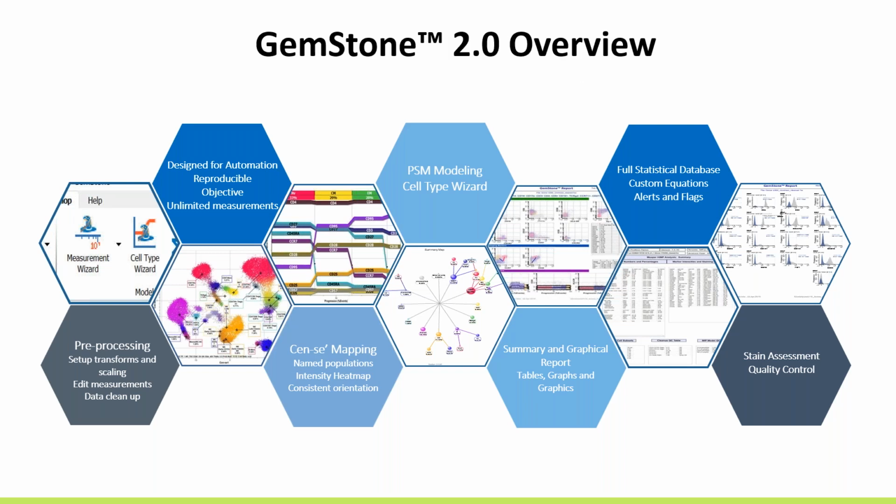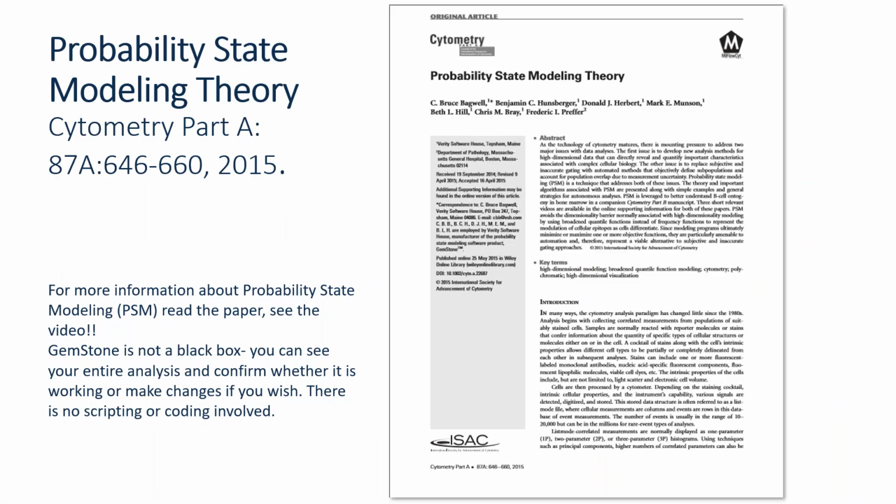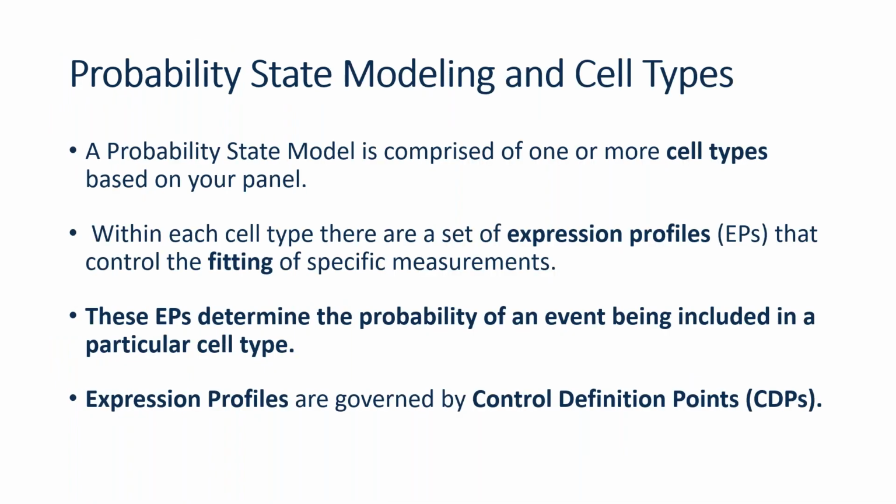So now I'm going to focus in on just a few of these features, and instead of telling you about this, I'm actually going to show you how and why this works. The driving force, as I mentioned earlier, behind GemStone is called probability state modeling. The original GemStone was released in 2009, and the paper describing the algorithm published here in 2015. So GemStone is not a black box. You can see your entire analysis, you can make changes, you can confirm for yourself that things are working as they should. There is no scripting or coding involved.